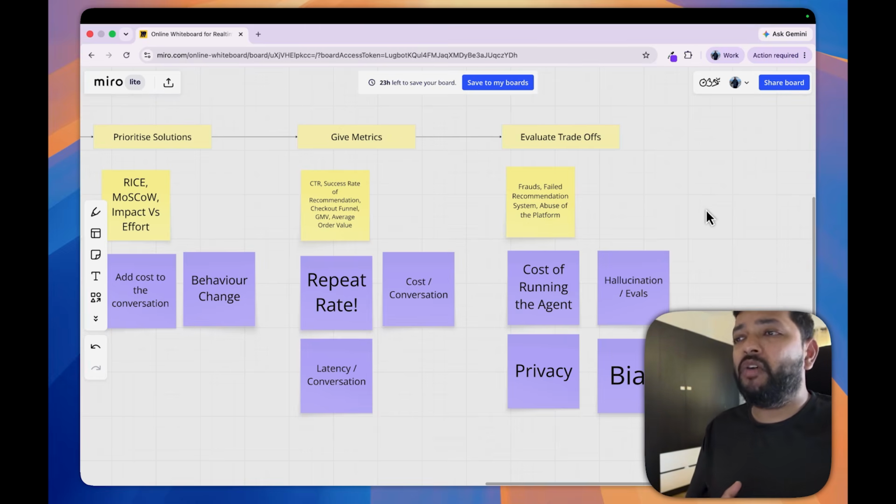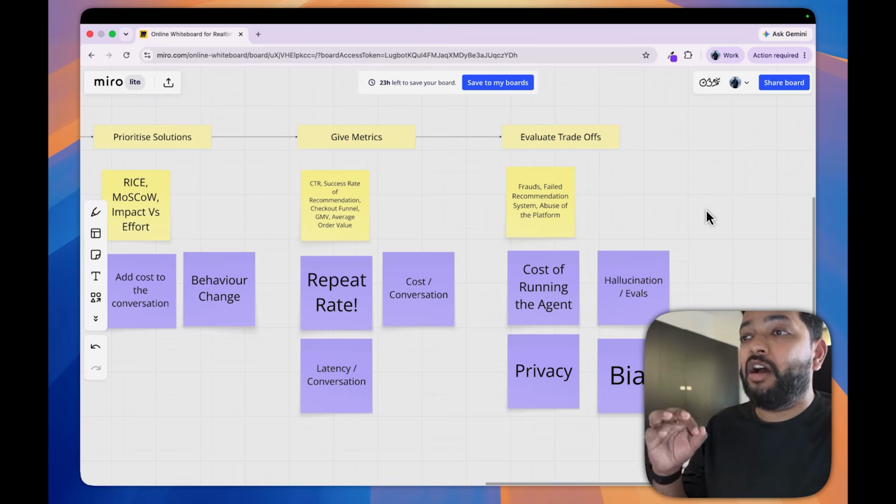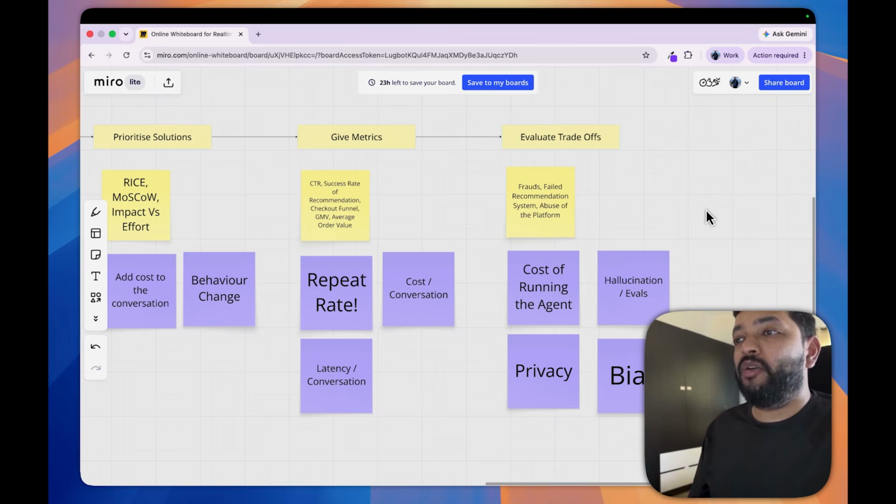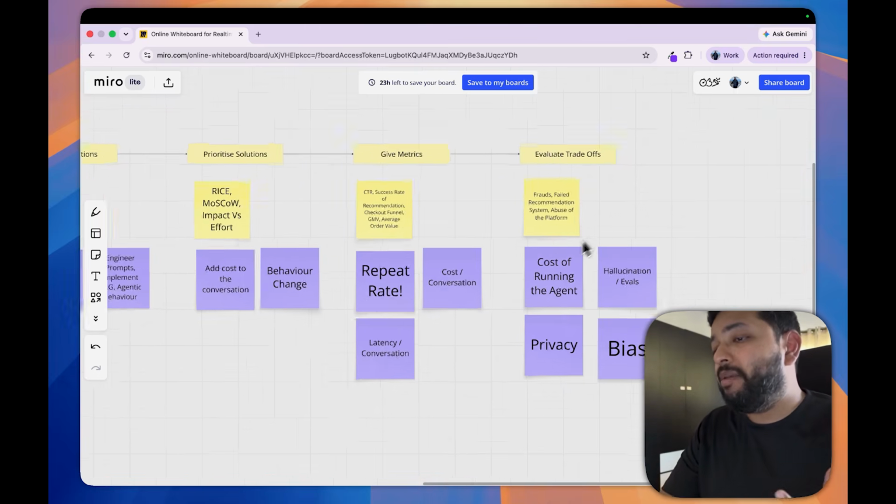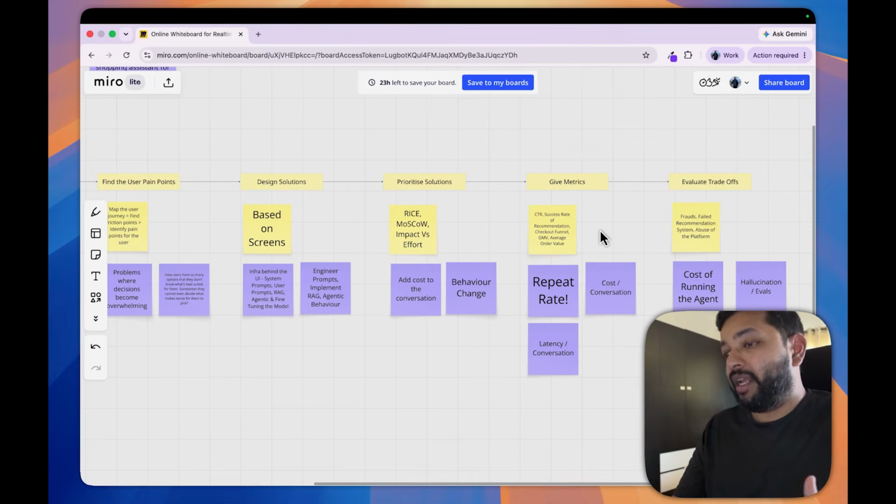So of course, trade-offs are usually ignored. They're the last step. You finish it off. But in an AI product sense question, they take a very, very important role. They become crazily important. And that's why you have to spend a good amount of time on trade-offs. Finally, the summary piece remains exactly the same, where you summarize everything.